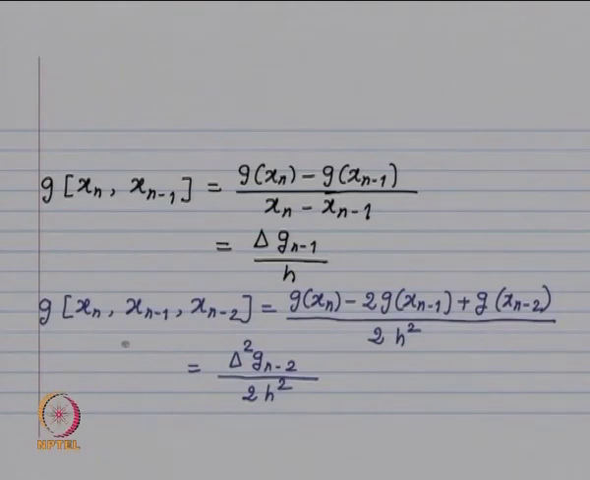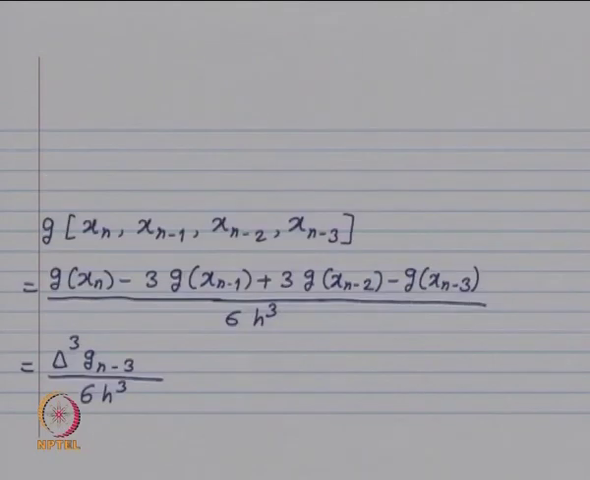And now, we will also write a similar formula for the divided difference based on x n, x n minus 1, x n minus 2, x n minus 3. That formula is g x n minus 3 times g x n minus 1 plus 3 times g x n minus 2 minus g of x n minus 3, for equidistant points, upon 6 h cube. So, the numerator is delta cube g n minus 3 divided by 6 h cube.